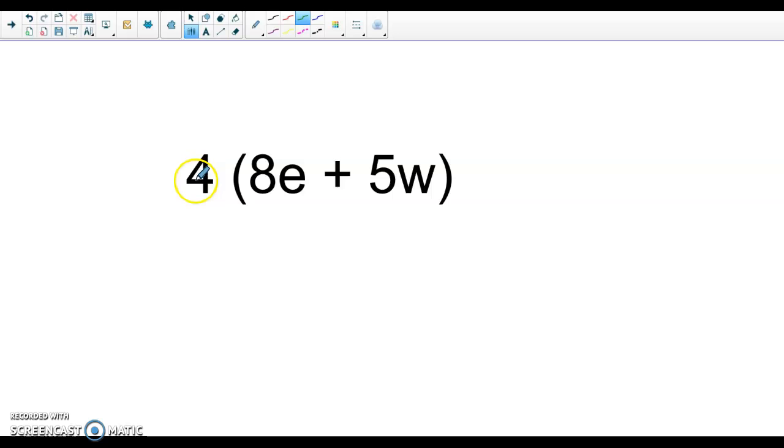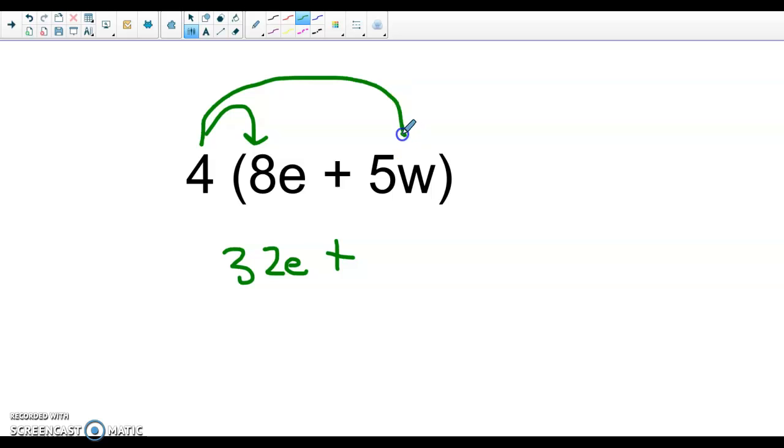Okay, same thing here. 4 times 8e, which would give you, what's 4 times 8? 32e. And then plus sign. And then 4 times 5 is 20w. Can you combine these? Can you combine that and that? You cannot, because these variables are not the same. This is an e and this is a w.